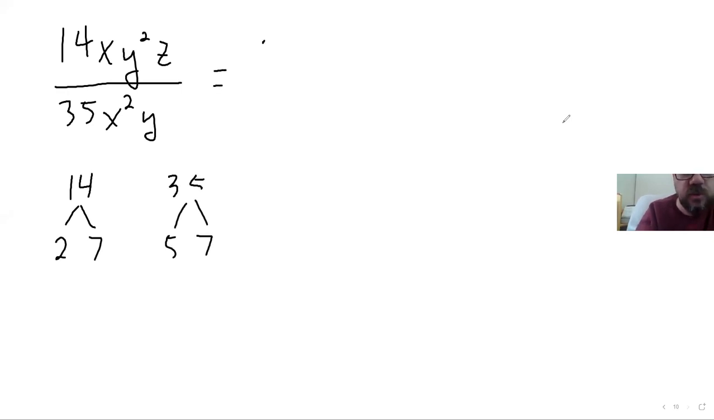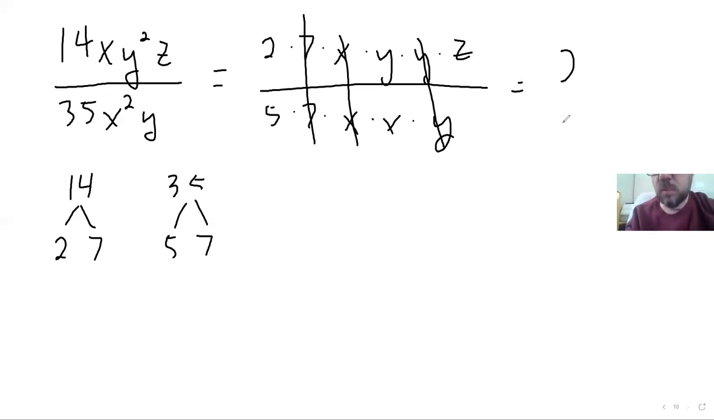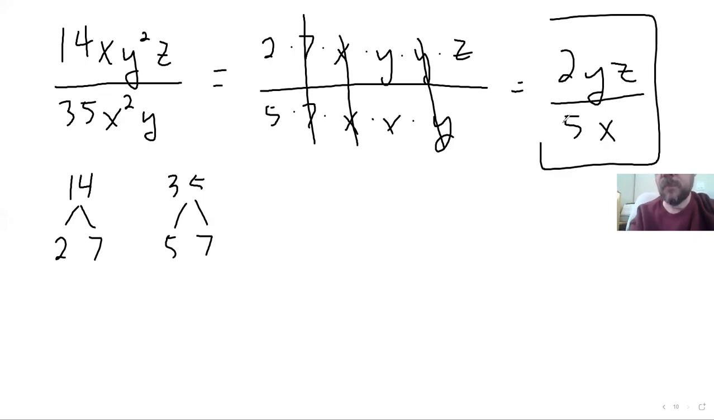So this is really 2 times 7 times x times y times z, right? Y squared is just y times y, that's all it means. And then 35 is 5 times 7 times x times y. And then I just cancel out all the things that are alike. The fact that they're represented by 7s or x's or y's doesn't matter. If they're alike, they get canceled. Right, and that's all there is. I can't cancel anything else because there's nothing else left alike there.